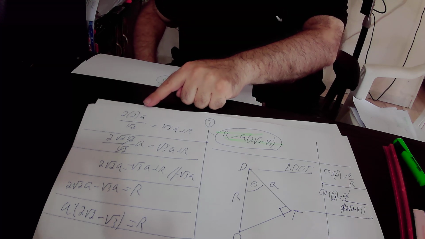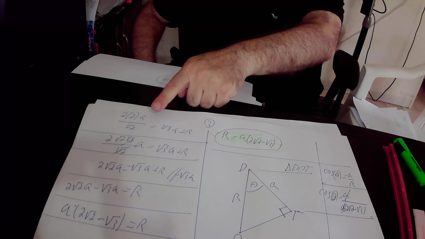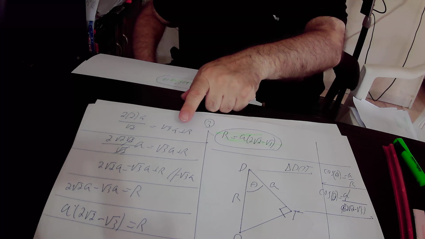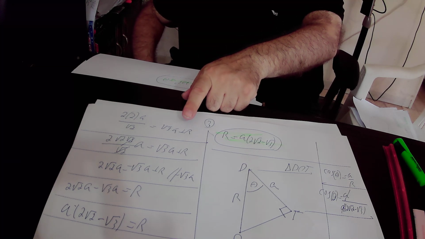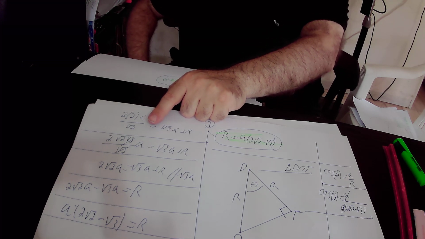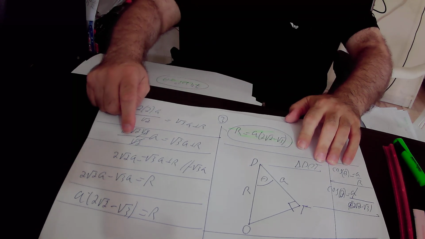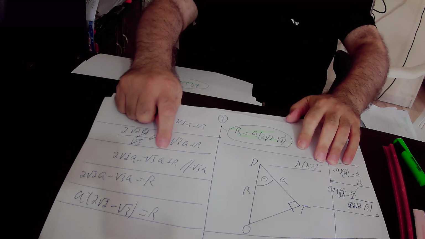Here we substituted one of the 2's by square root of 2 times square root of 2, and found that 2 times square root of 2 times square root of 2 times A over square root of 2 equals square root of 3 times (A plus R). Here we have square root of 2 in the numerator and in the denominator, so they get cancelled and we are left only with 2 times square root of 2 times A, that is equal to square root of 3 times (A plus R).